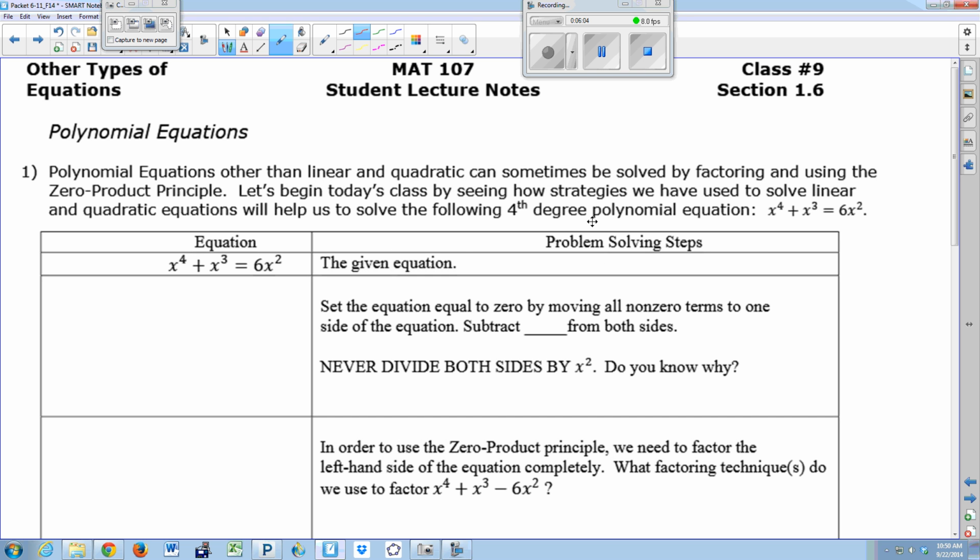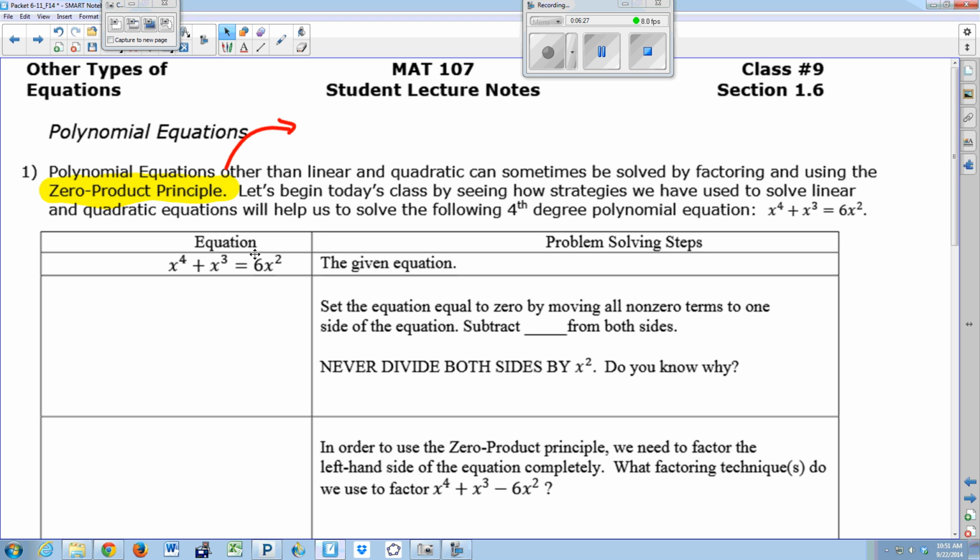So the main idea here is if we can use a strategy that we've used earlier to solve either a linear or a quadratic equation, then it'd be great if we could use that same strategy to help us today. And this strategy, the zero product principle, is so useful. Let's review how we used it with a quadratic.